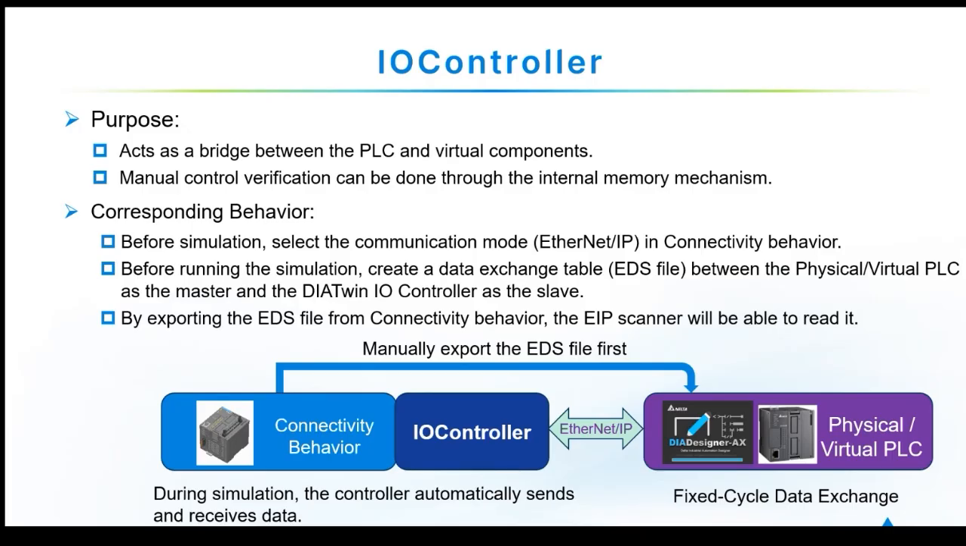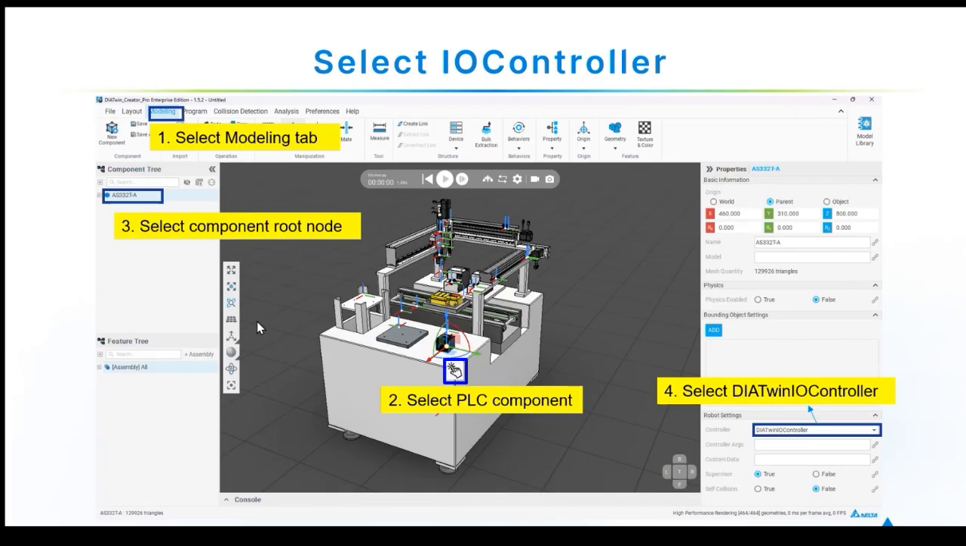Okay, so by this we will use the connectivity behavior. This behavior will create the exchange table because by using PLC we use the EIP protocol, which will be constructed by the EDS file. So we have to export the EDS file first, and also when you are using EIP, you'll be able to have the data exchange between the IO controller and the physical or virtual PLC in DIATwin in DIA Designer AX. Okay, like this.